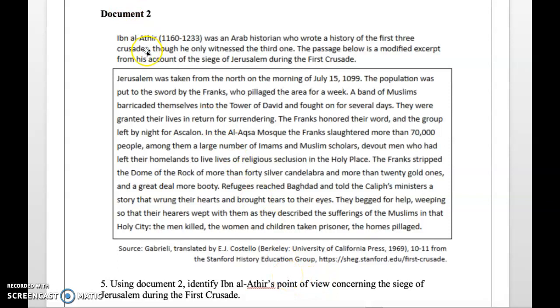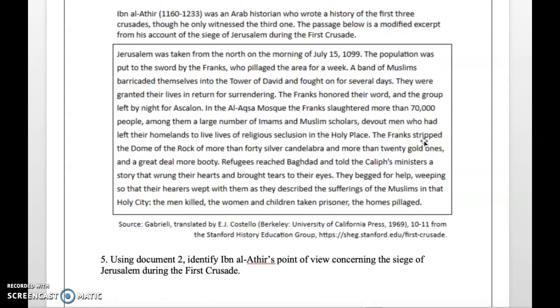So it says, Ibn was an Arab historian who wrote a history of the first three Crusades, though he only witnessed the third one. The passage below is a modified excerpt from his account of the siege of Jerusalem during the First Crusade. Okay. It says Jerusalem was taken from the north on the morning of July 15th, 1099. The population was put to the sword by the Franks. Okay, the Franks are just like a Germanic group of people who are classified as Christian. Okay, so you can think of them as being Christian as well.